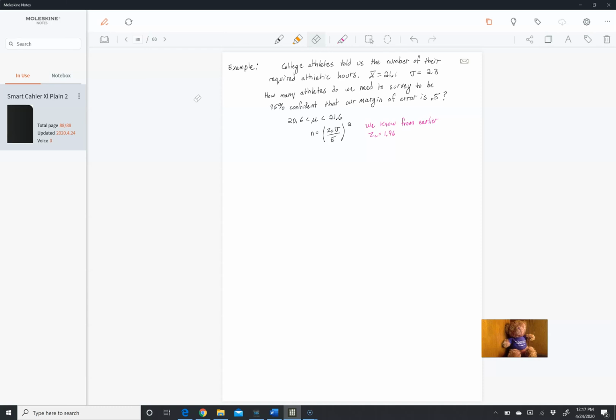So N is equal to 1.96 times 2.3 over the margin of error, squared. Now what do we get here? If we put this into our calculator, we get 81.29. Okay, so what does this mean? So 81.29, we round up always.